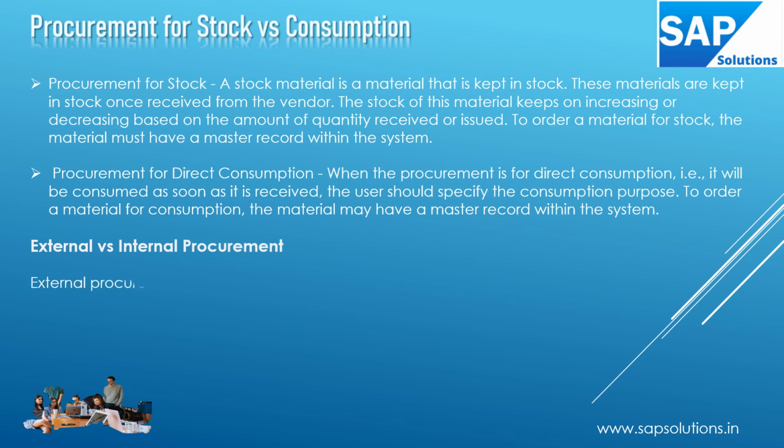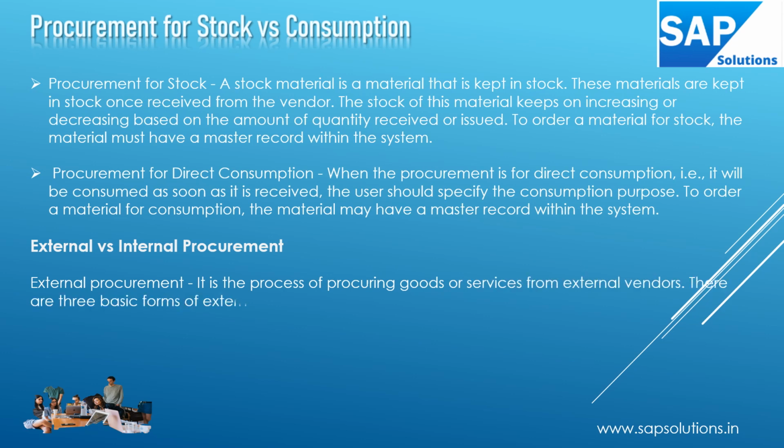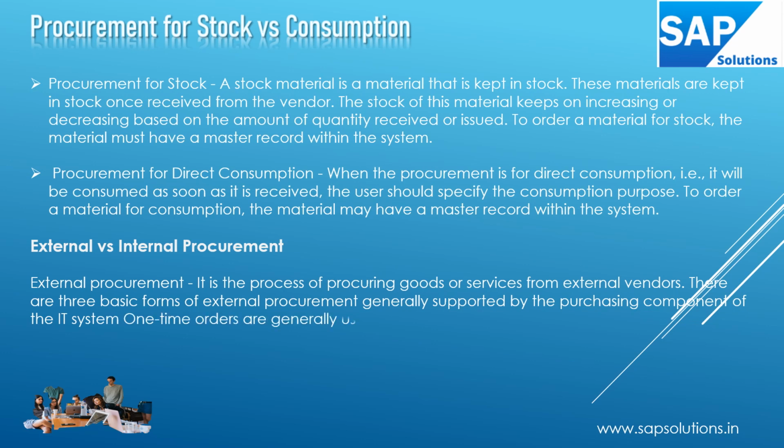External versus internal procurement. External procurement is the process of procuring goods or services from external vendors. There are three basic forms of external procurement generally supported by the purchasing component of the IT system. One-time orders are generally used for material and services that are ordered irregularly.